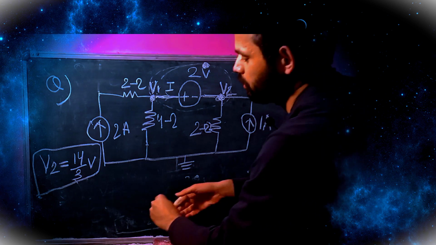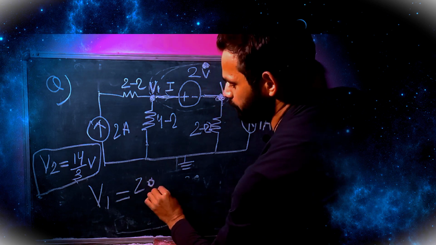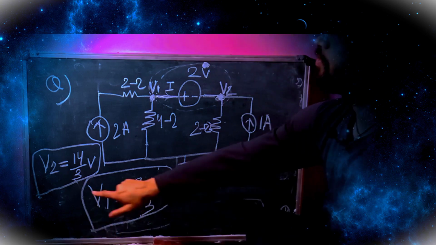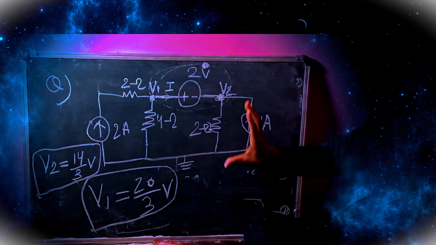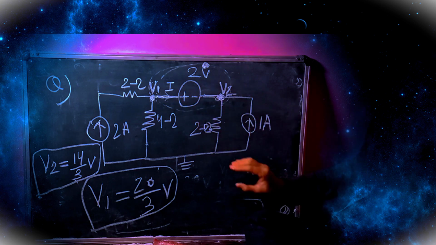So the final values are: the value of V1 is 20 by 3 volt, and the value of V2 is 14 by 3 volt. So that is what we have applied here, the supernode concept.